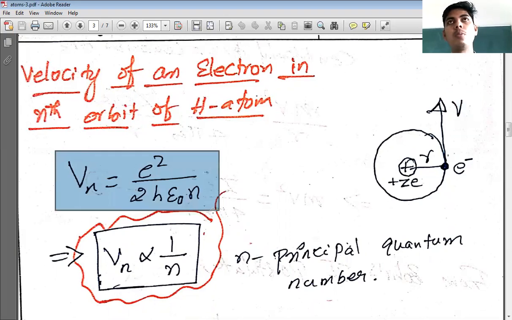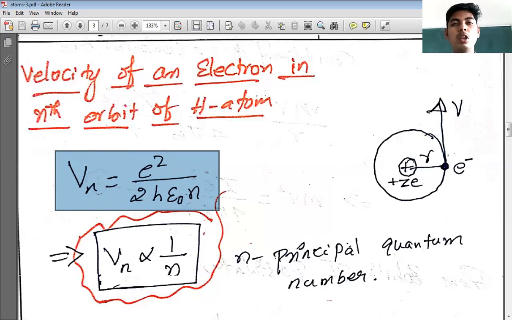Velocity of electron in nth orbit of hydrogen atom is given by e square divided by 2h epsilon naught into n. This is the expression for velocity of an electron in nth orbit of hydrogen atom. Vn is equal to e square divided by 2h epsilon naught into n, where n again represents principal quantum number, right? So velocity of electron in nth orbit is inversely proportional to principal quantum number.